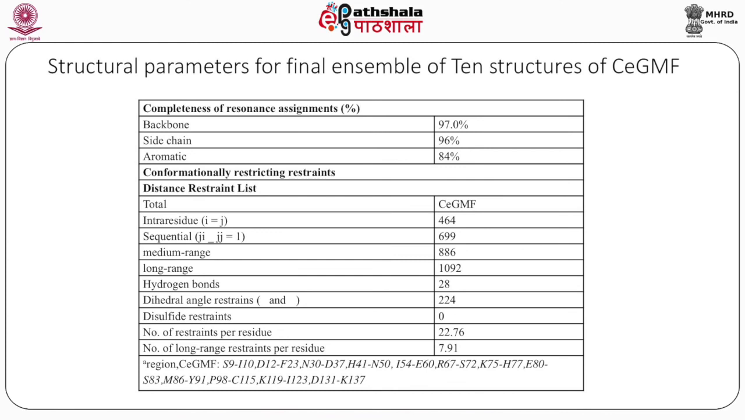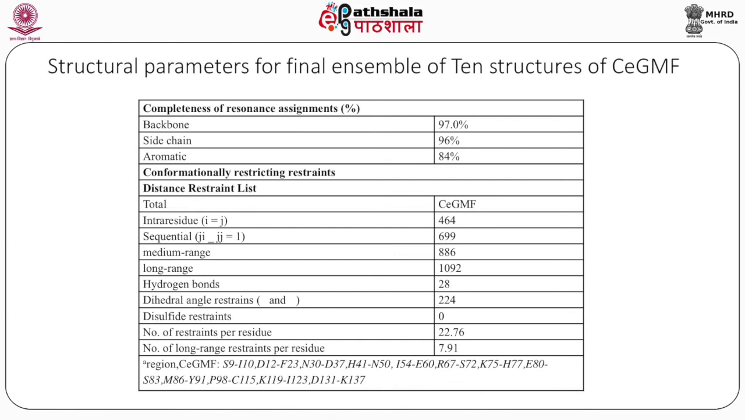Structural parameters for the final ensemble of 10 structures of CeGMF, and these parameters have to be provided to the journal. These come directly from the validating softwares. So, completeness of resonance assignments: backbone 97%, side chain 96% and aromatic 84%. Conformationally restricting restraints: you have the distance restraint list, and for CeGMF you have intra residue 464, sequential 699, medium range 886 and long range 1092.